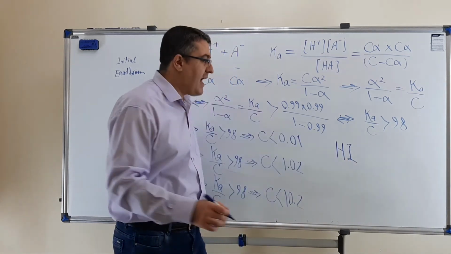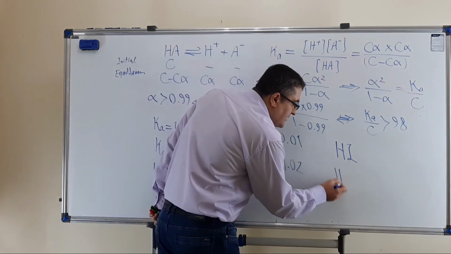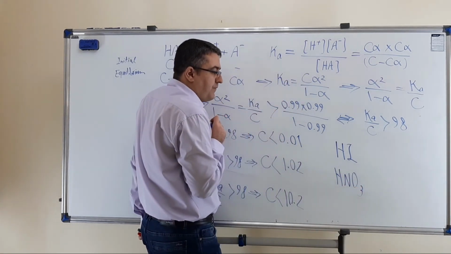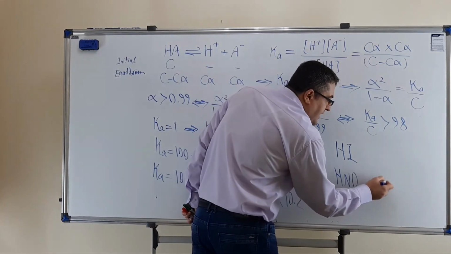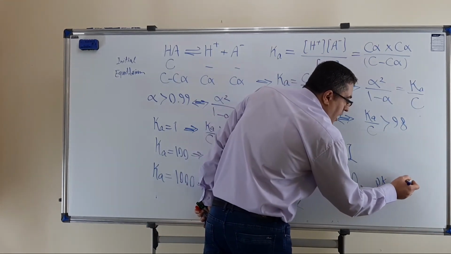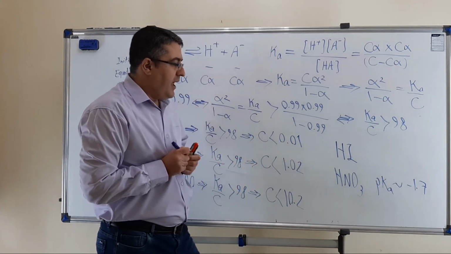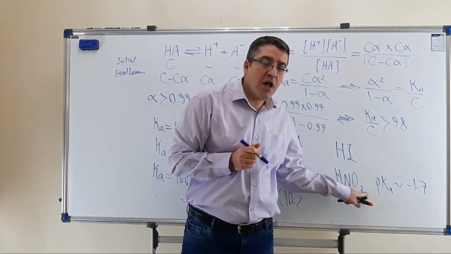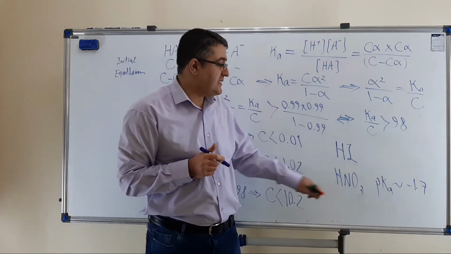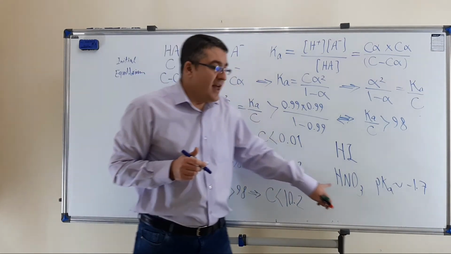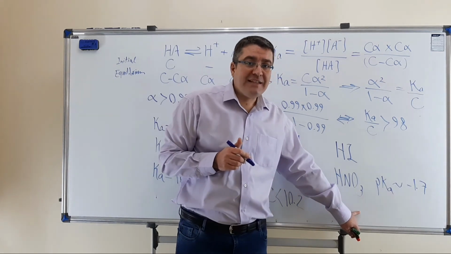On the other hand, in aqueous solutions, for acids like nitric acid, whose pKa is about minus 1.7, its Ka is not much bigger than 1. We see that only at low concentrations does the acid behave as a strong acid.